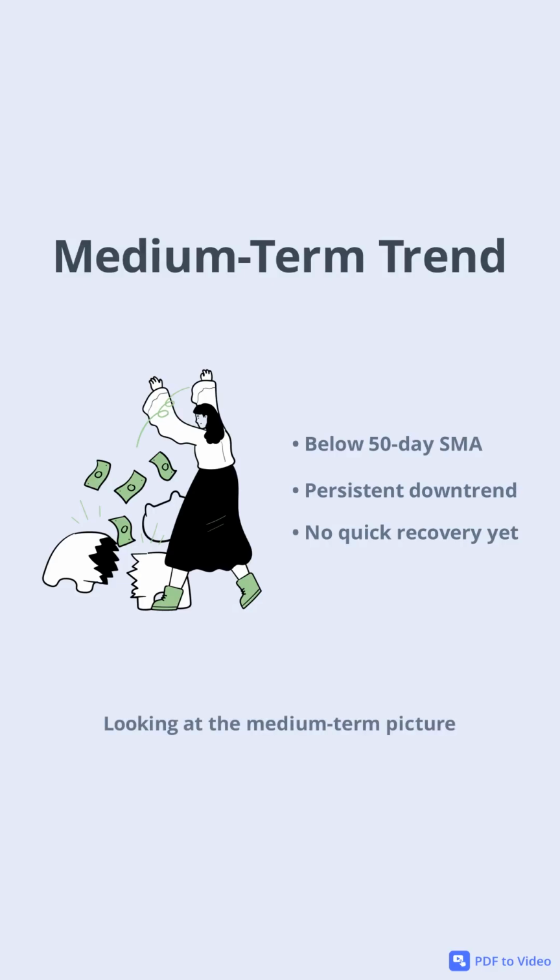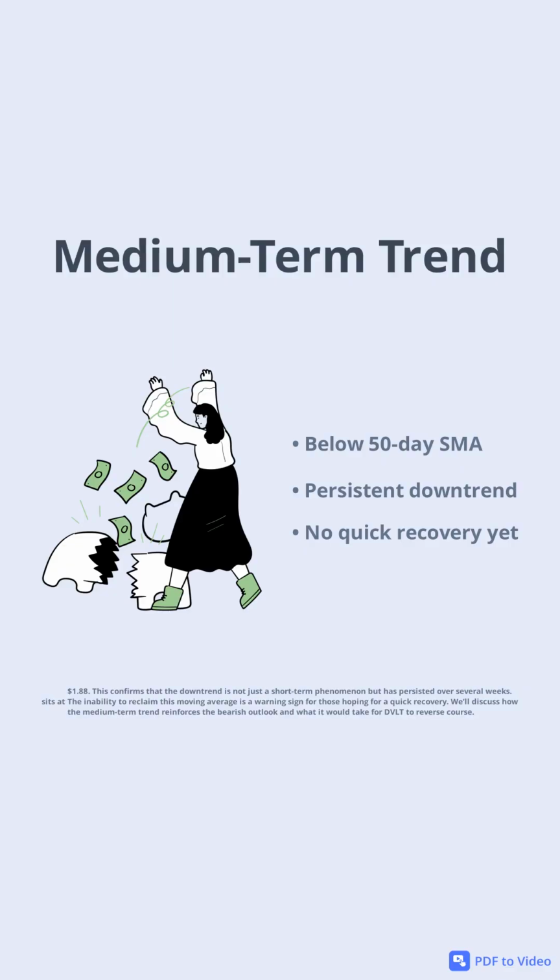Looking at the medium-term picture, DVLT remains well below its 50-day simple moving average, which currently sits at $1.88. This confirms that the downtrend is not just a short-term phenomenon but has persisted over several weeks. The inability to reclaim this moving average is a warning sign for those hoping for a quick recovery. We'll discuss how the medium-term trend reinforces the bearish outlook and what it would take for DVLT to reverse course.